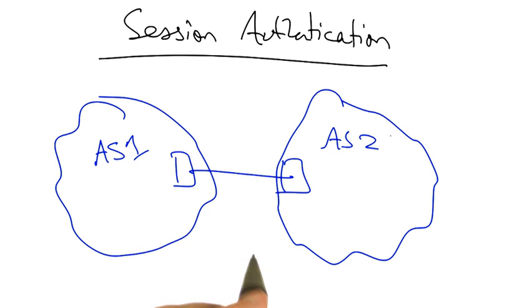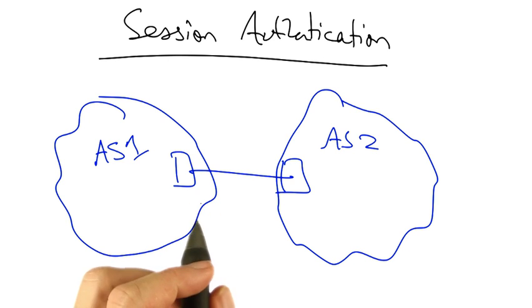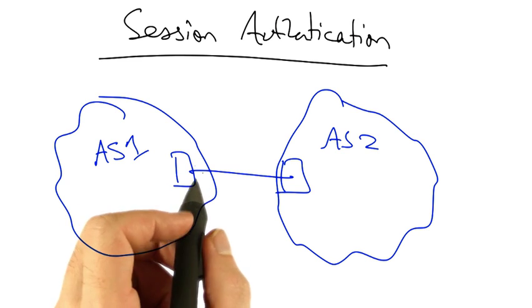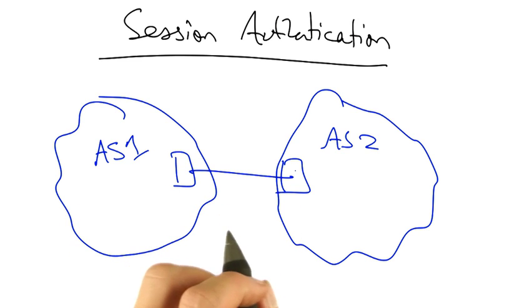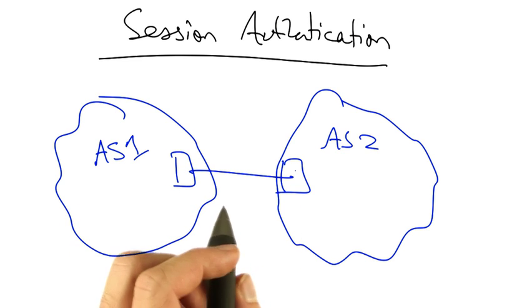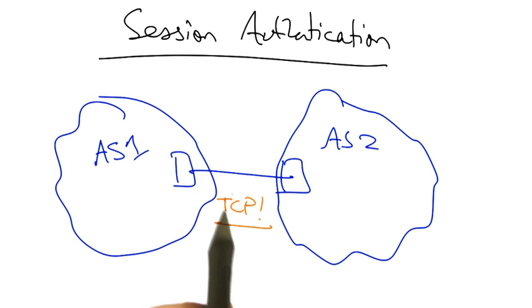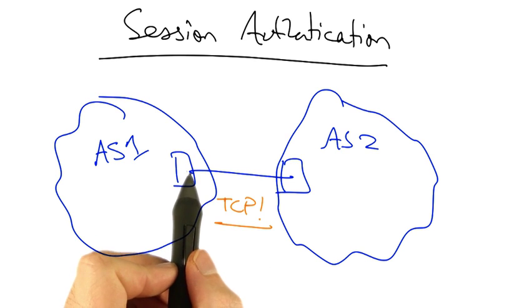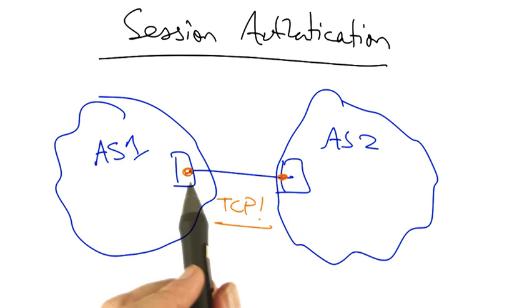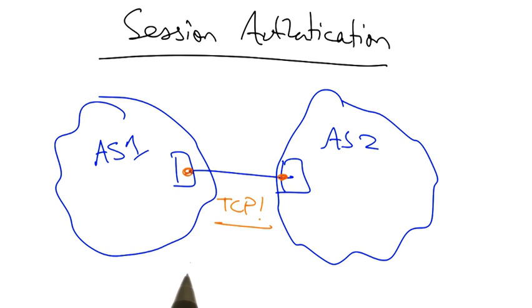Session authentication simply attempts to ensure that BGP routing messages sent between routers, between ASs, are authentic. Now, this turns out to be a little bit easier than it might appear because the session between these routers is a TCP session. Therefore, all we have to do is authenticate this session. The way that this is done in practice is using TCP's MD5 authentication option.